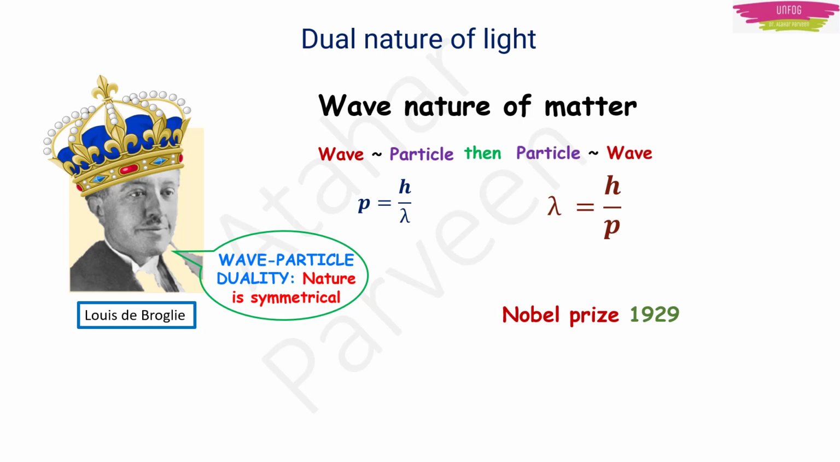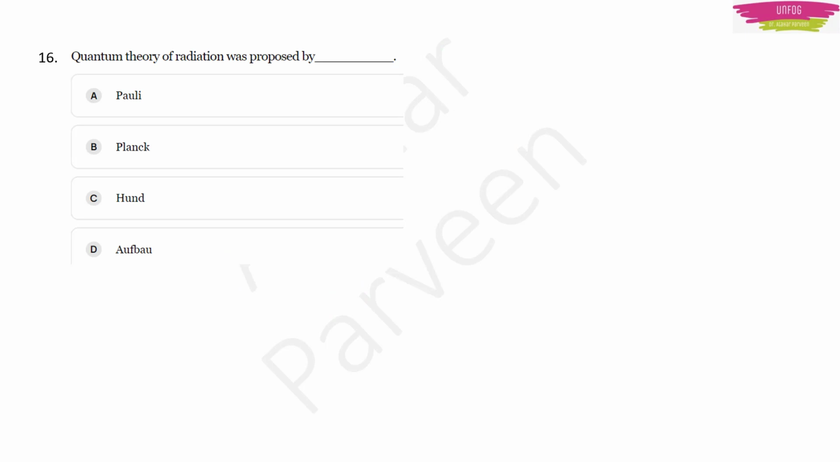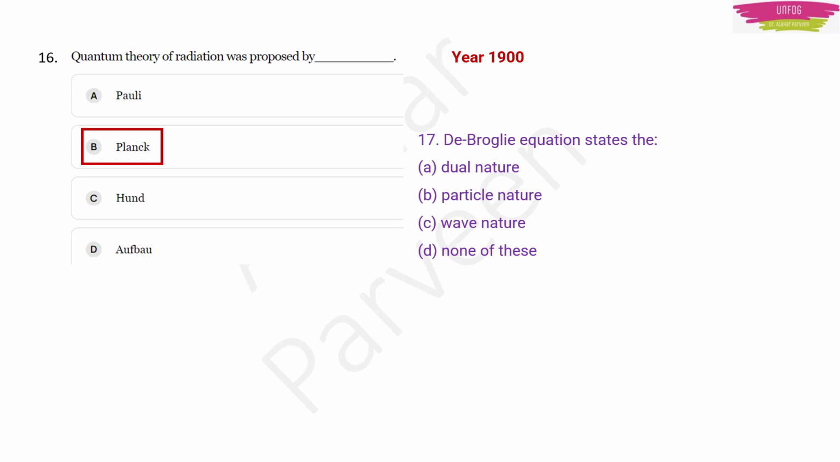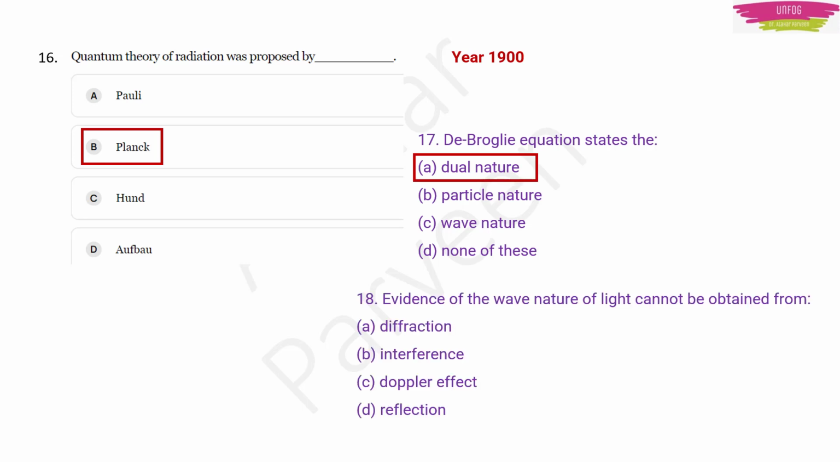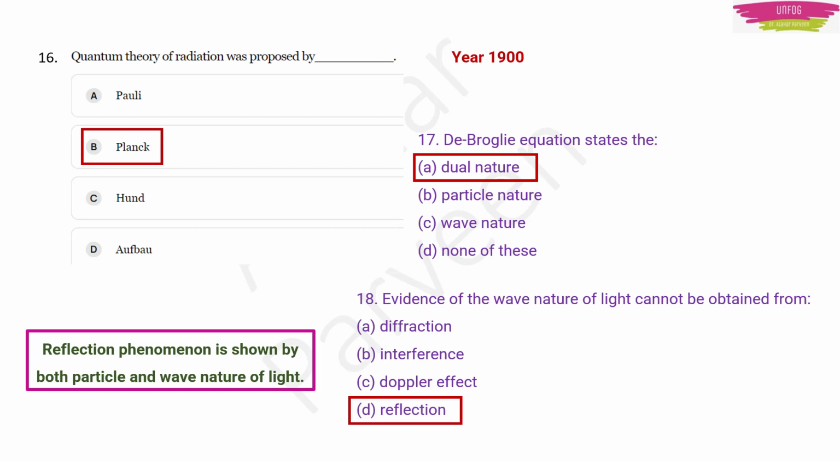Okay. Now we will have questions based on this. Quantum theory of radiation was proposed by Max Planck in the year 1900. You should know the year also, very, very important. The De Broglie equation states the dual nature. Evidence of the wave nature of light cannot be obtained from reflection. Why? Because the reflection phenomenon is shown by both particle and wave nature of light. So we cannot say that light is just a wave. The reflection is shown by particles also.